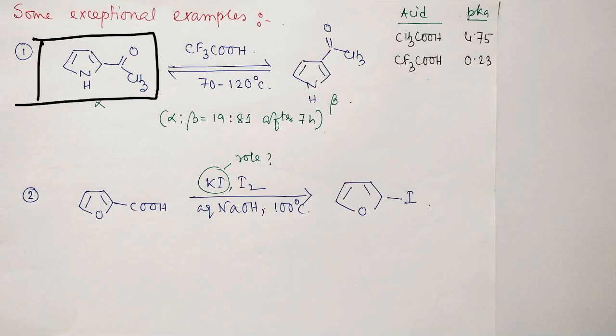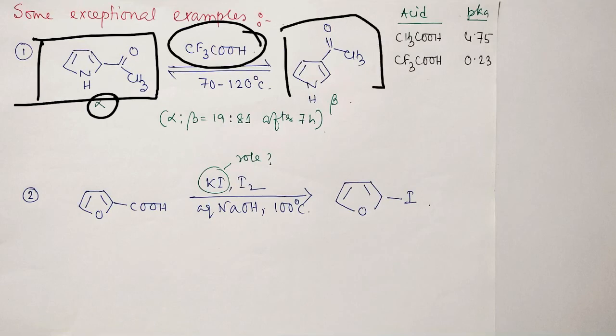Okay, fine. This is considered the alpha substitution, and if you react this in presence of trifluoroacetic acid, it is converted into the corresponding beta or C3 substituted product, and after 78 hours, what is observed is that the amount of beta is 81%. This is more compared to the alpha.